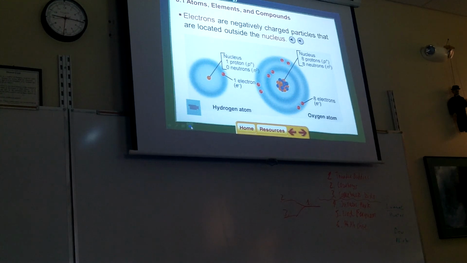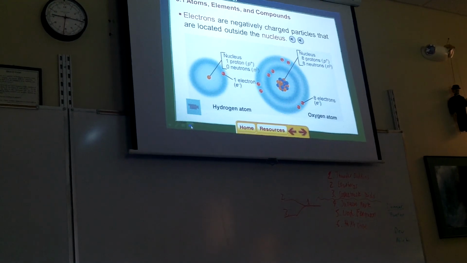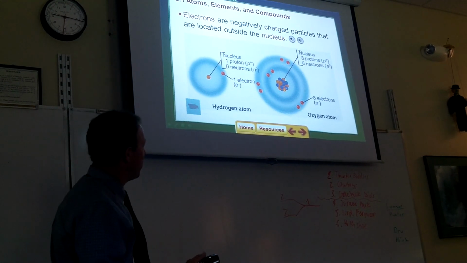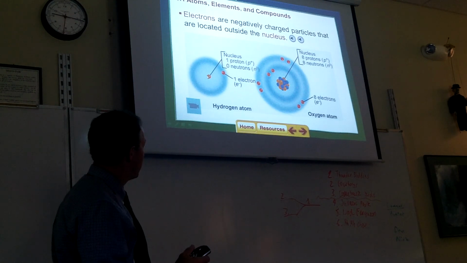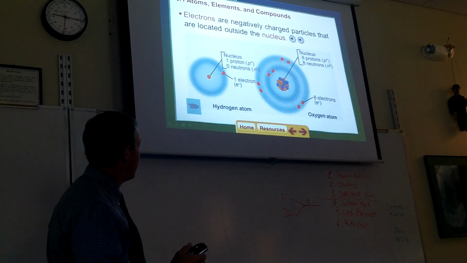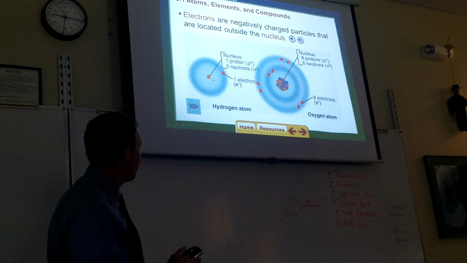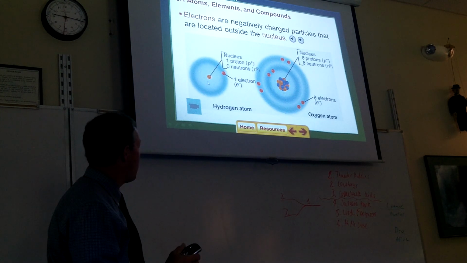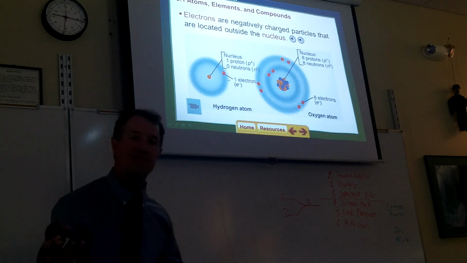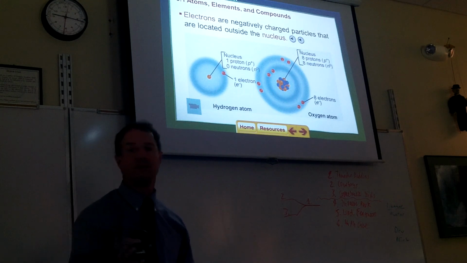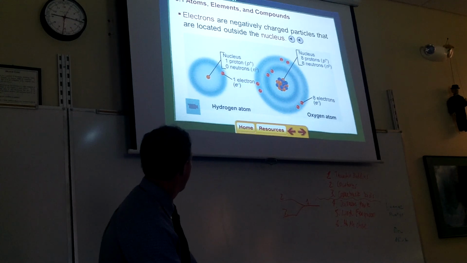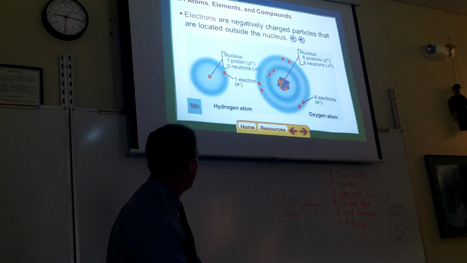Okay. So, here again, here's the model. Protons in the nucleus. Here's a single proton in the nucleus and electrons going around. This is a hydrogen atom. A hydrogen atom has 1 proton and 1 electron. That's all a hydrogen atom is. No neutrons. One proton and one electron.